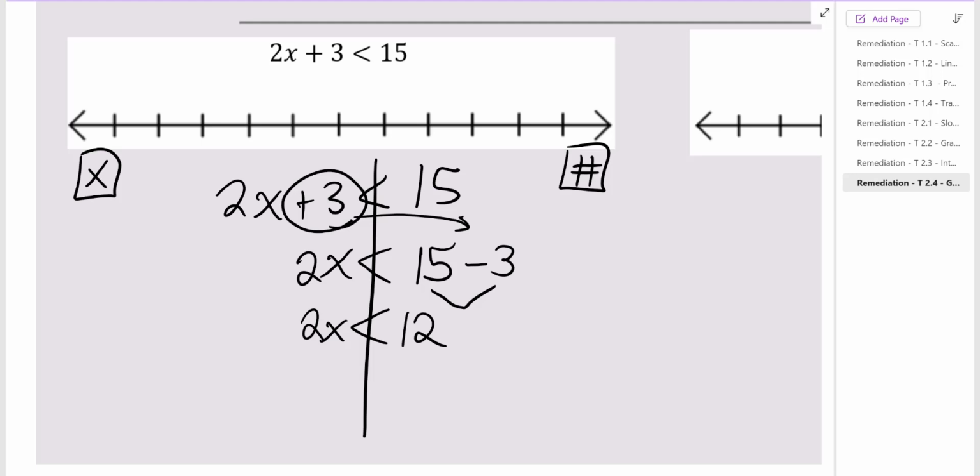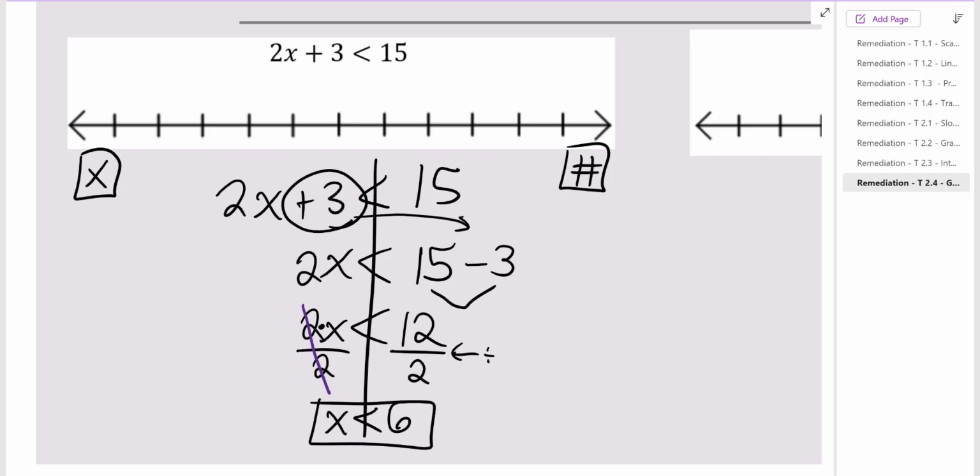Now 2x is multiplication. A number and a letter together, multiplication forever. The opposite is division. Goodbye, 2. Okay? So aquí 2x es multiplicación porque es un número y una letra juntos. Entonces el opuesto es división. Y si queremos la x sola, necesitamos eliminar el 2. So if x is less than, and here this is 12 divided by 2 is 6. So the answer is x is less than 6.